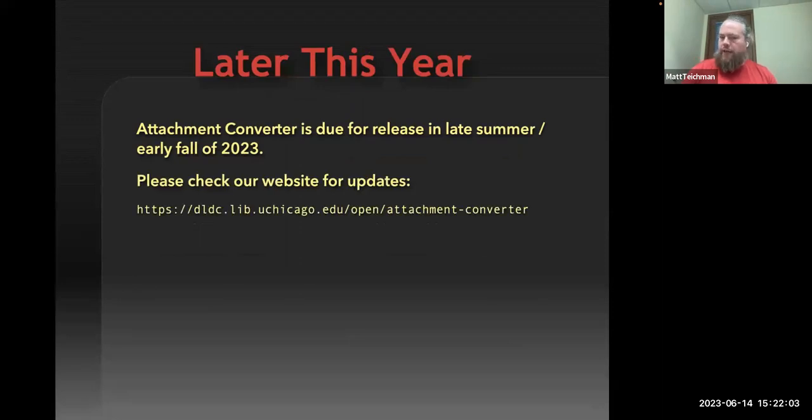And you can check out our website, which is located here, if you want to stay up to date on the project. So dldc.lib.uchicago.edu/open. That's open for open source, and then attachment converter. Right now, the website has some basic information which you can use to set the application up on your machine. And the version we have right now, since we're pre-release, is kind of only accessible to software developers. But one of our big projects for this summer is to really just flesh out the installation instructions on the website so that normal computer users can begin using it.